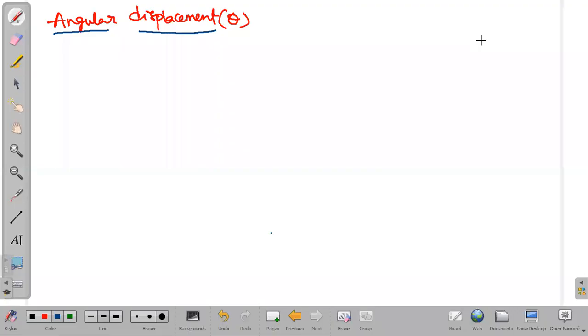Whatever angle is subtended between the two radius lines, that is our angular displacement. Previously we have written linear distance, arc length is equals to this angle into radius. From there if we write theta, what do we get? Theta is equals to, from the same expression from the previous diagram, AB by r, radius. This length will be measured in meters, radius will be measured in meters only.